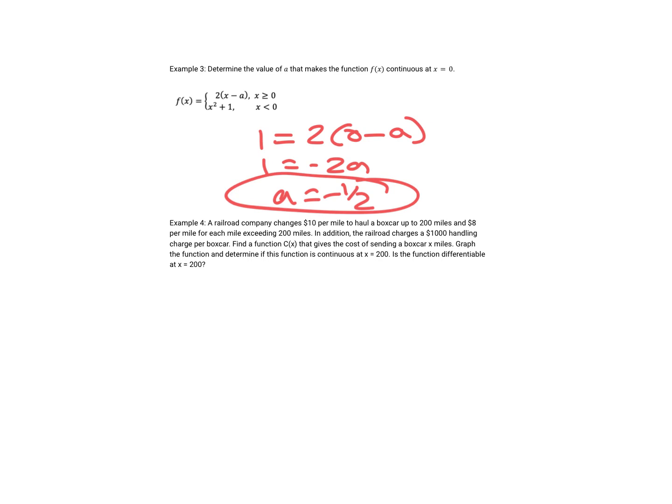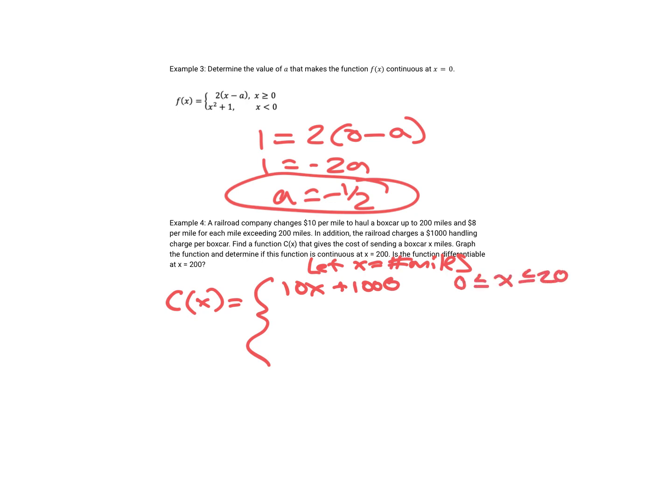All right, so this example 4 is writing a piecewise function. Read the problem first, pause this, and see if you can come up with a function to describe this. Okay, the easier piece is the cost. Let x equal number of miles, as it says in the problem. The cost for 0 to 200 miles is just going to be the cost per mile plus this fixed cost of 1,000 that the railroad charges. And so that's for miles 0 through 200.